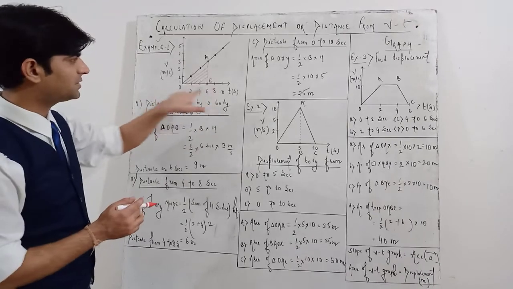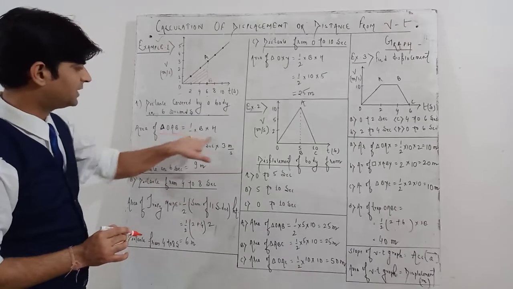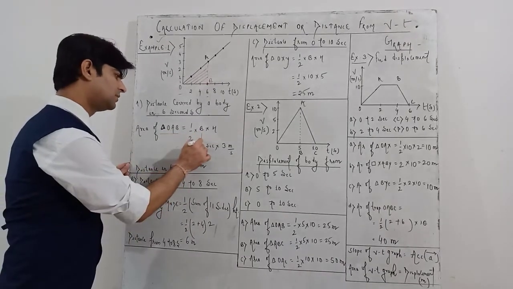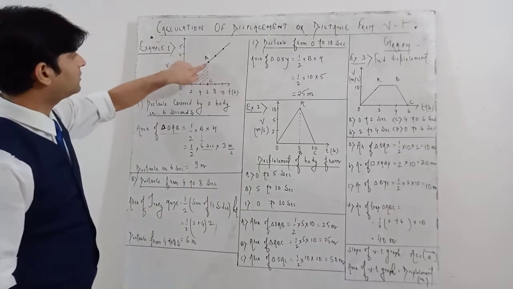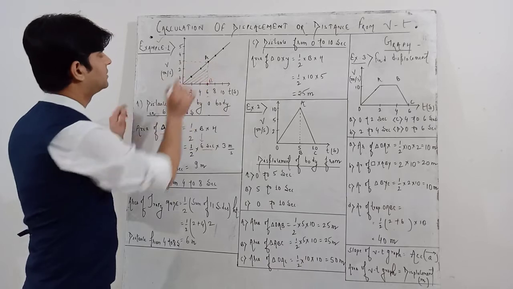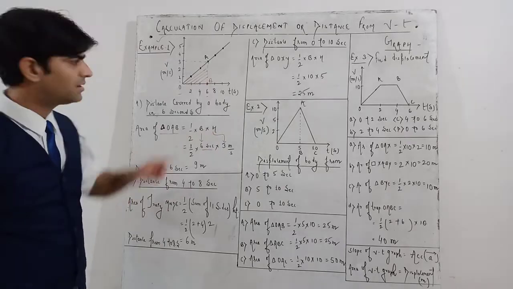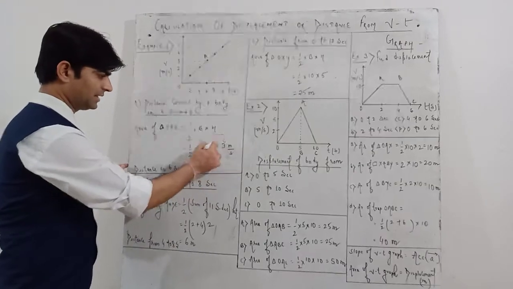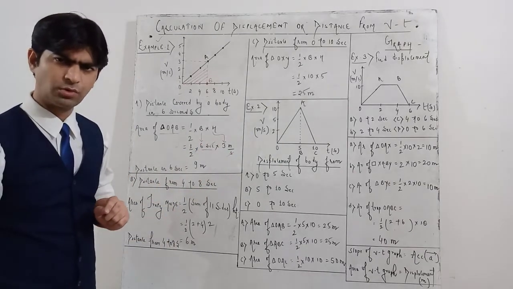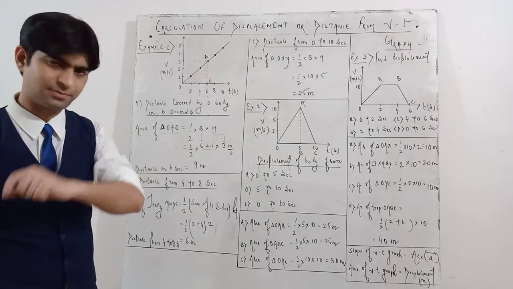Base, that means this time axis. What is the base of this triangle? 0 to 6. So half into base into height. Base is 6, the SI unit is seconds, 6 seconds. Height of this triangle you can consider, this is 3, and it is on the y-axis. What is written over here? Velocity, meter per second. So second and second cancel out and you get the SI unit meter. Meter is the SI unit for distance or displacement.